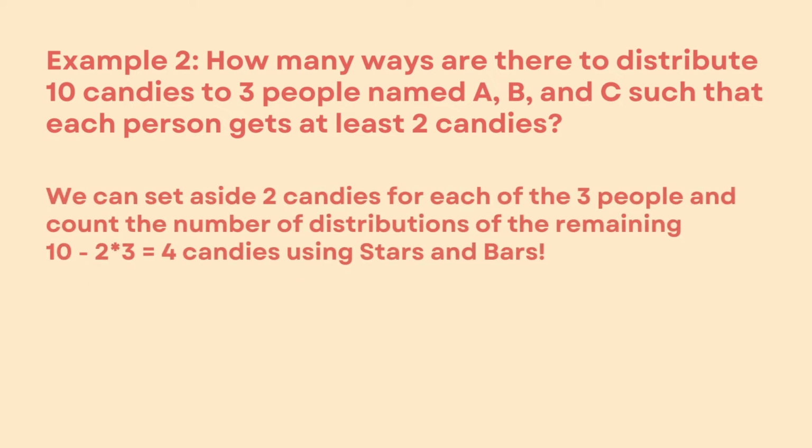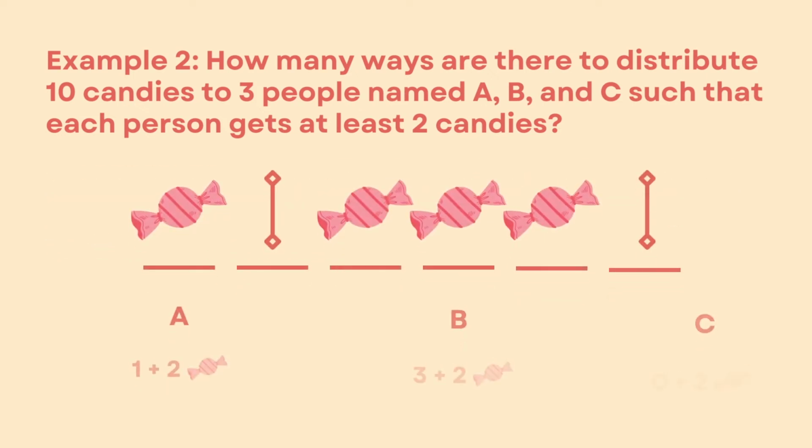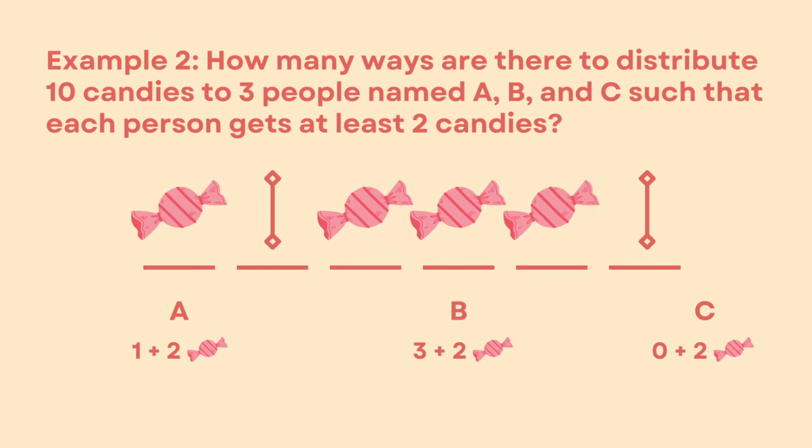We can set aside 2 baseline candies for each of the 3 people and count the number of distributions of the remaining 4 candies using stars and bars. We have 4 candies with 2 dividers in a line to decide how to distribute the extra candies. In the example on the screen, A gets 1 extra candy in addition to the 2 candies originally set aside. B gets 3 extra candies in addition to the 2 original candies, and C gets no extra candies in addition to the 2 original candies.